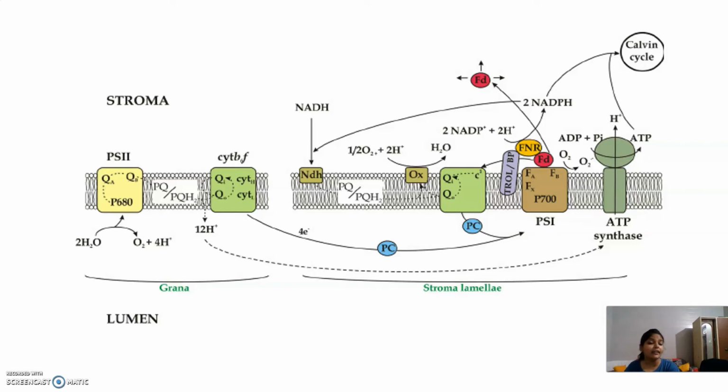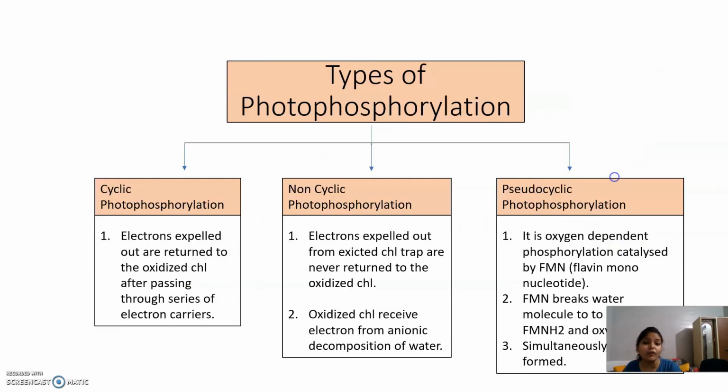The ATP and NADPH produced in the light reactions will be used in the Calvin cycle. That's a part of the dark reaction. Let's proceed forward towards the types of photophosphorylation. Photophosphorylation is of 3 types: cyclic, non-cyclic, and pseudocyclic. Cyclic and non-cyclic we have already studied with photosystem 1 and 2. And the third type is pseudocyclic photophosphorylation.